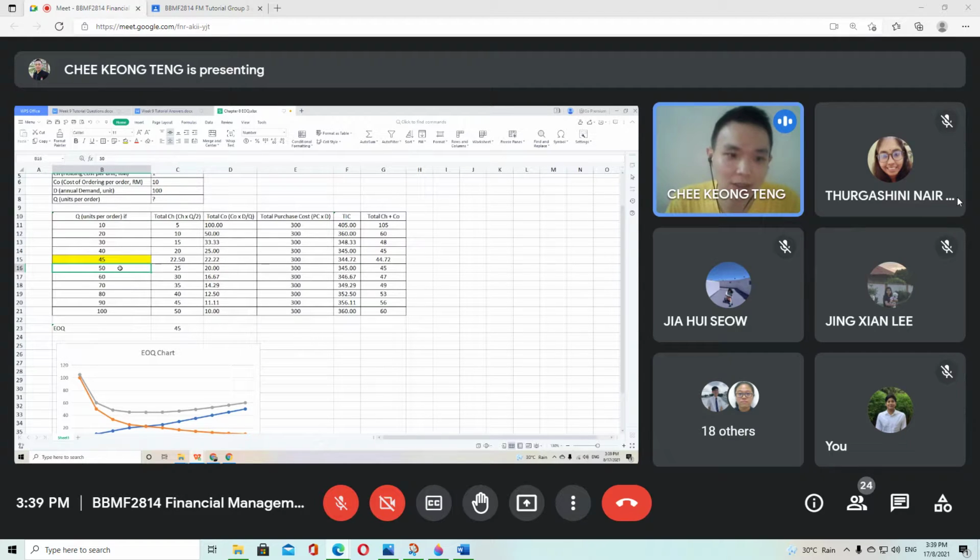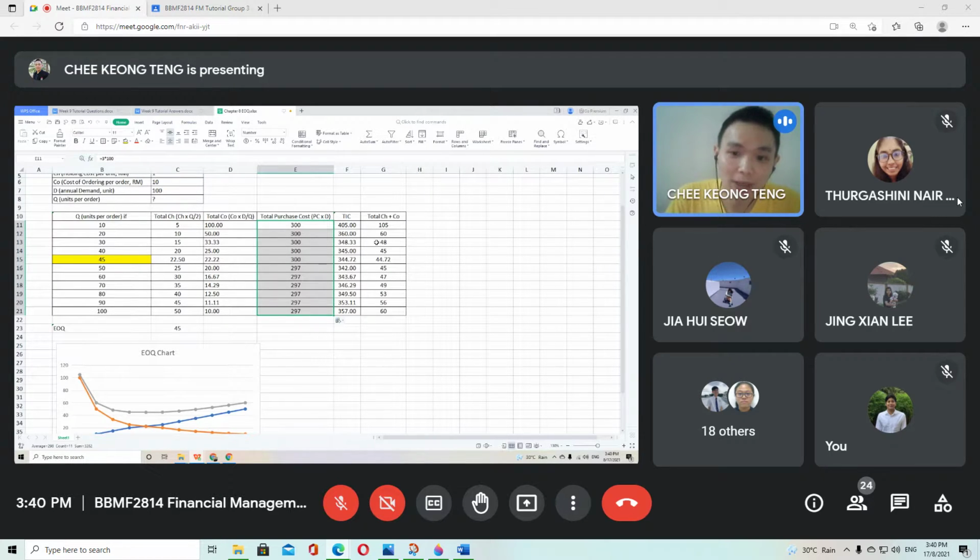But if the question tells you, if you order more, bulk purchase, I give you 1% discount, which means from here onward it will be 297, because of the 1% discount on your purchase cost. So here onward will be 297. Which means that whenever there is a discount given, we can no longer say EOQ is the best, because EOQ assumes this one is fixed. If this one is fixed, EOQ is the best.